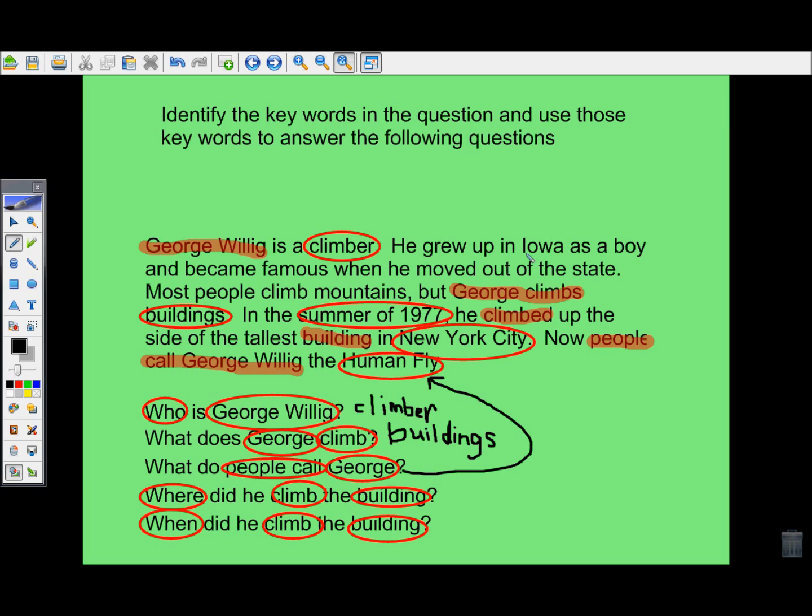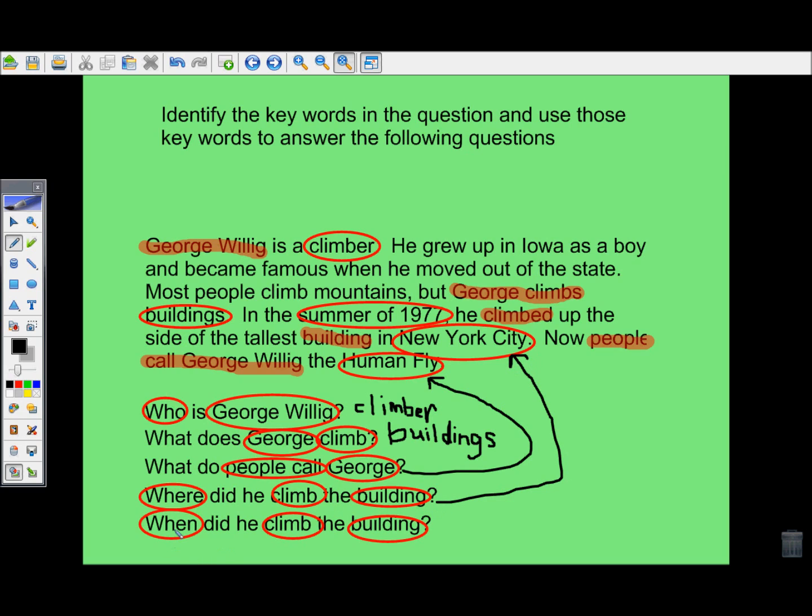The first place in the story was Iowa, and the second place in the story was New York City. You really had to pay attention to the other key words. It said, where did George climb buildings? Here it says he grew up in Iowa. Iowa is a where, but it's not where he climbed buildings. If I looked for those keywords of climbed buildings, I could see that he climbed buildings in New York City. So where he climbed buildings is New York City.